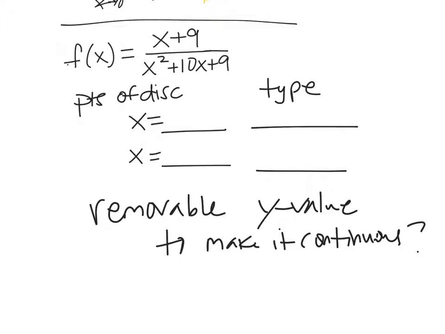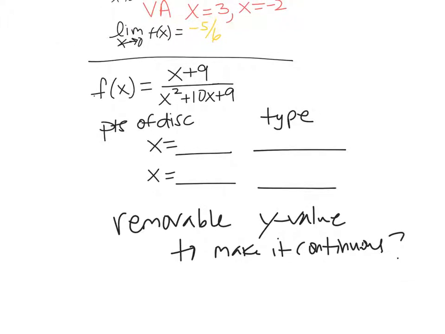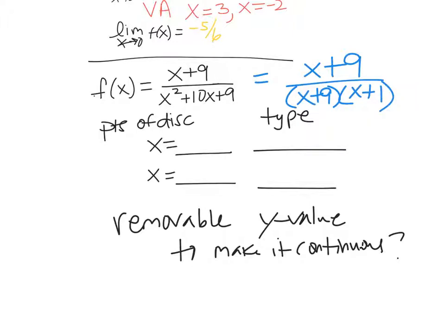All right, so the first thing you want to do is factor. So we'll go over here, and the numerator stays the same, and the denominator: what times what is 9 and adds up to 10? How about 9 and 1? Okay, 9 and 1. So 2 points of discontinuity, there would be one at x equals negative 9 and one at x equals negative 1. Now, if you want to, you can graph that and see what they look like.